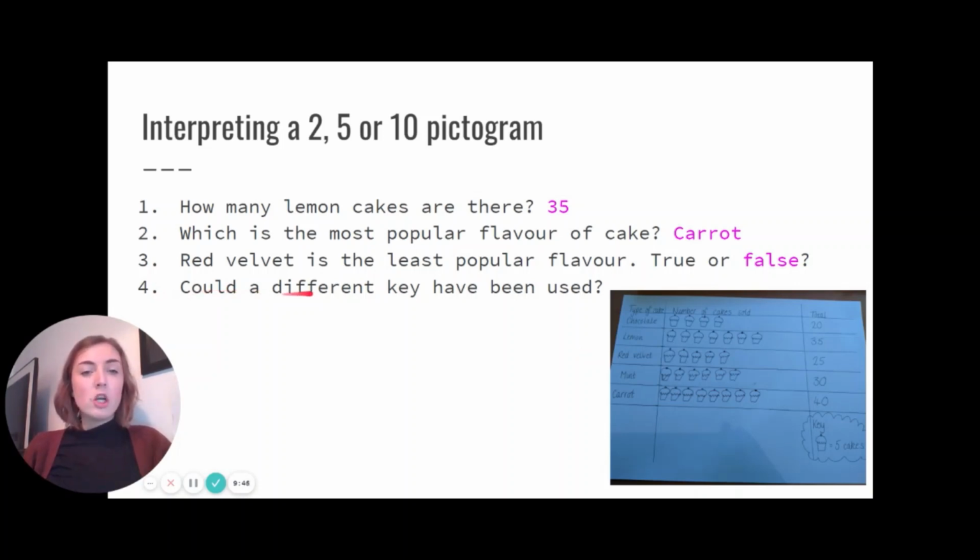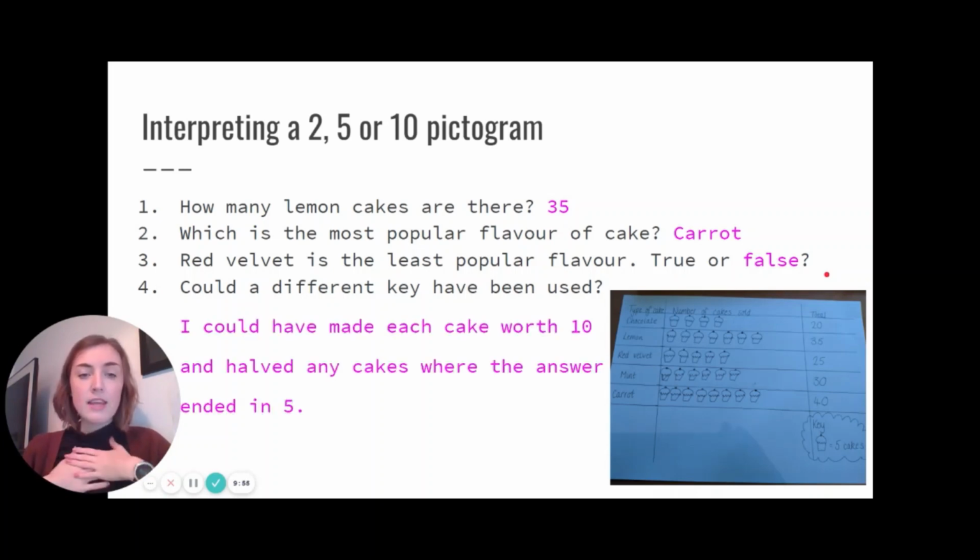Number 4, could a different key have been used? So if you used 5s or used another number, think about, was there a different key you could have used? I think I could have made each cake worth 10 and then halved any cakes where the answer ended in 5, like that first example we looked at.